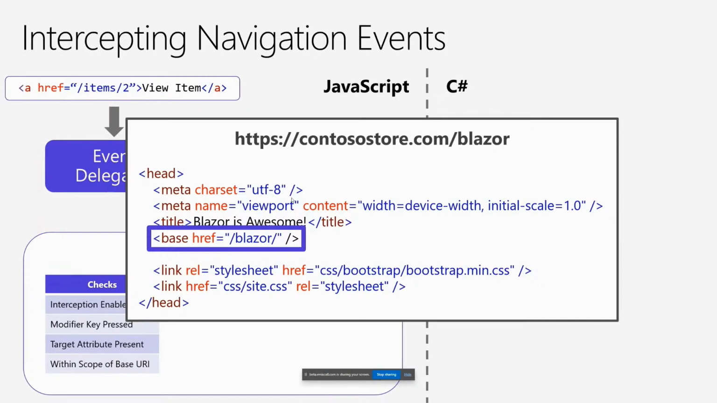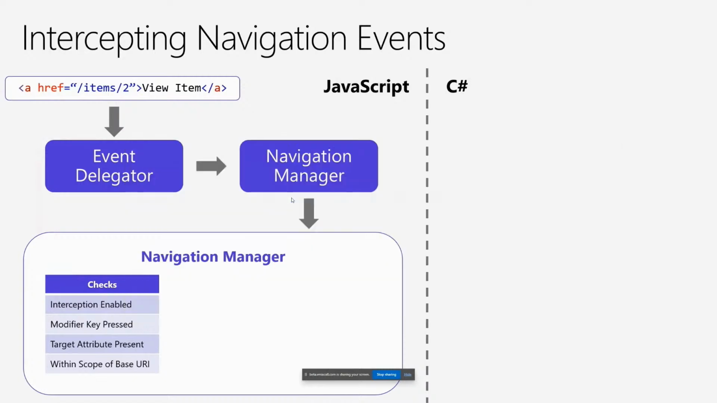Nice. So that's quite an important check. And that's also why you should always remember to have your base tag defined in your application. Otherwise, the router can get a bit funky if you're trying to do sub-applications. Right. Very good. So we've done our checks now. Basically, if they fail in any way, shape, or form, so interception's not enabled, if we've got a modifier key pressed, if there is a target attribute with a value of anything other than _self, or we're not within the scope of the base URI, then the event's going to be left alone, and that navigation event will continue on its normal path as if Blazor wasn't involved. So that will navigate however that needs to.